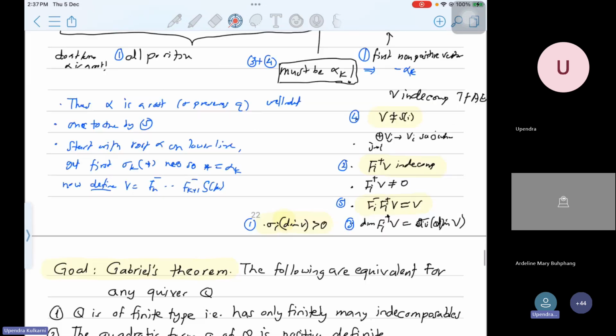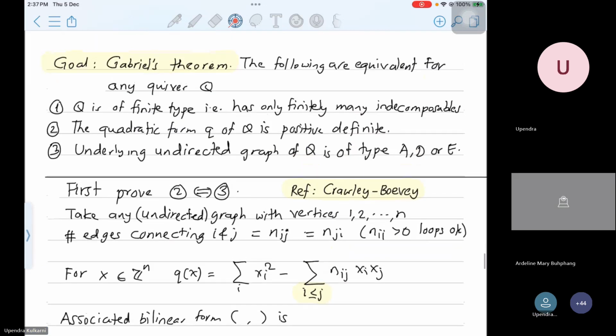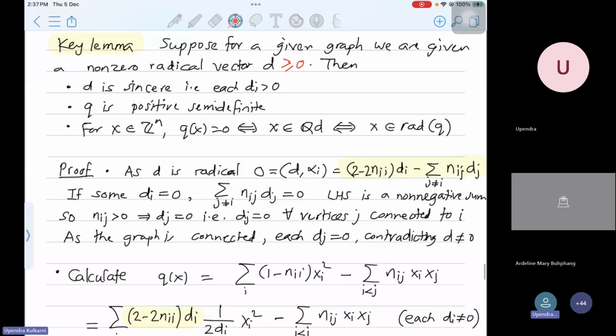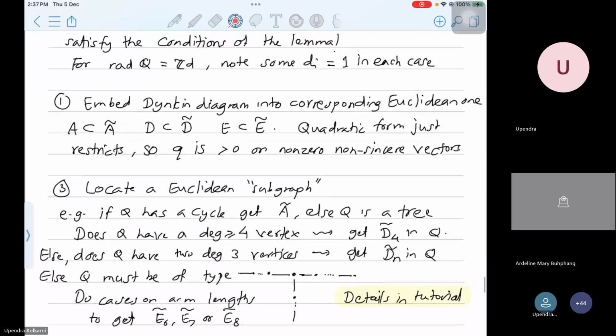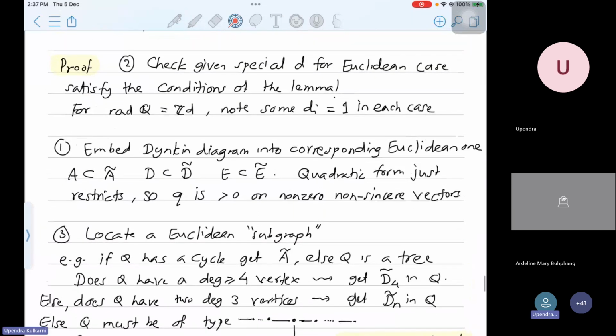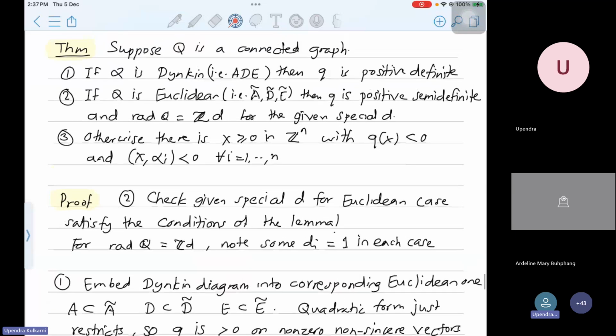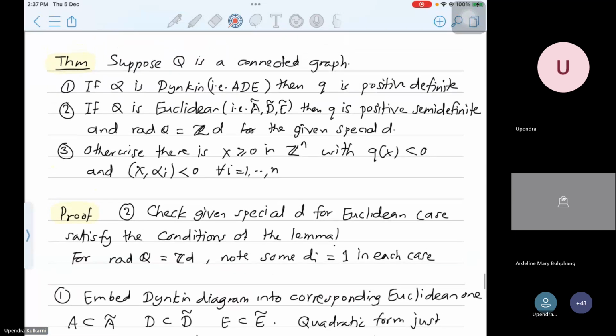Let's take a look at the statement. So number 2 said that if I'm Euclidean, then just by inspection, I apply the lemma to the chosen vector D and deduce that the form is positive semi-definite. And just because D is 1 in some slot, the radical has to be only this. All right. So now I come to number 1.